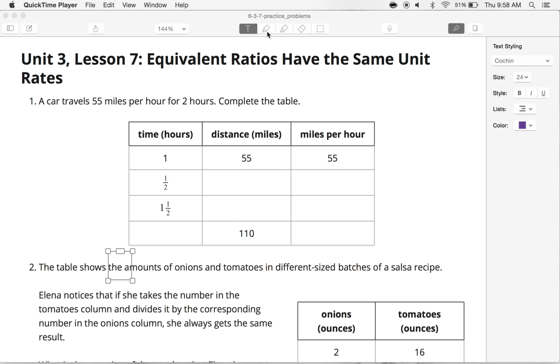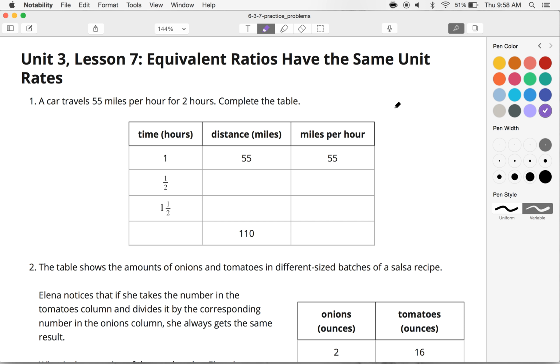Well, if I take a look at it like this, if in 1 hour I can go 55 miles, I'm trying to get to 0.5, I'm dividing by 2. So that's telling me for this, it's going to be 27 and 5/10 of a mile. How many miles per hour is that? Well, it's still 55. That part doesn't change.